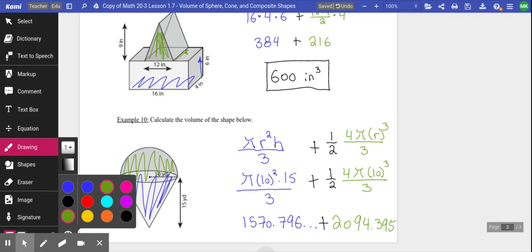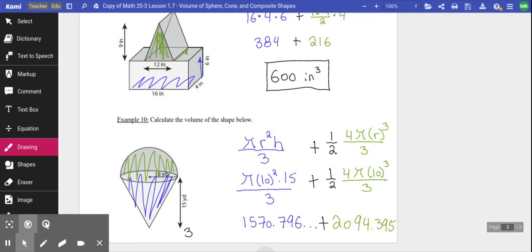Do the cone, do half the sphere. When you add those together, your final answer is 3,665.2. And that would be yards cubed.